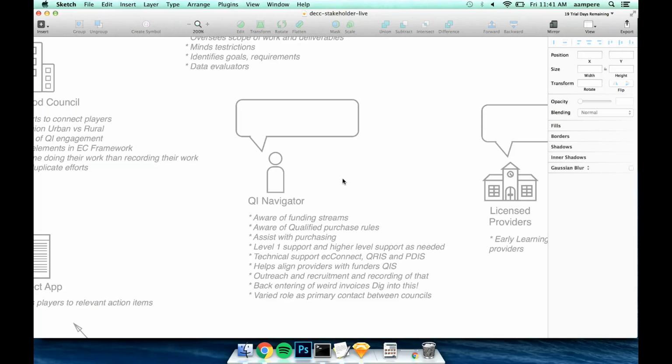Yeah. And we kind of prioritize our access to training around Sugar based on who's going to spend the most time in the system. And locally, our QI navigator spends the most time in the Sugar system. That's true for us as well.